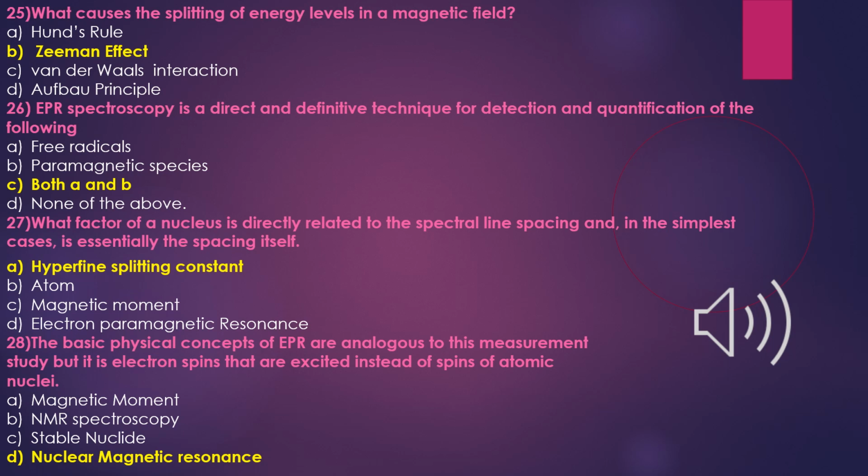Number 28. The basic physical concepts of EPR are analogous to this measurement study, but it's electron spins that are excited instead of spins of atomic nuclei. A, magnetic moment, B, NMR spectroscopy, C, stable nuclide, D, nuclear magnetic resonance. The answer is D, nuclear magnetic resonance.